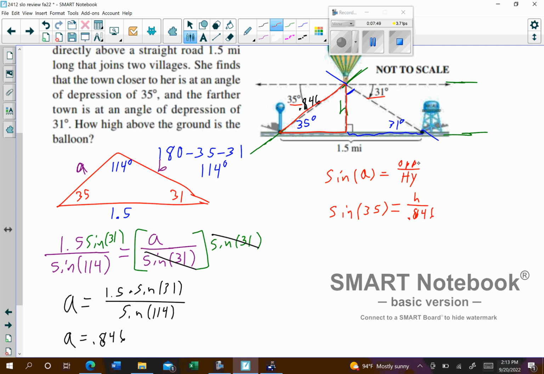Okay, so then to solve this, we'll multiply both sides by 0.846. So 0.846. And so once again, my calculator will do the work for me on this part, and I will know the height.